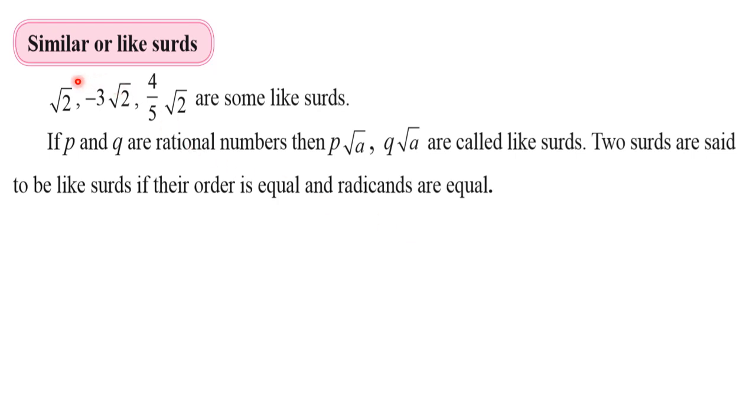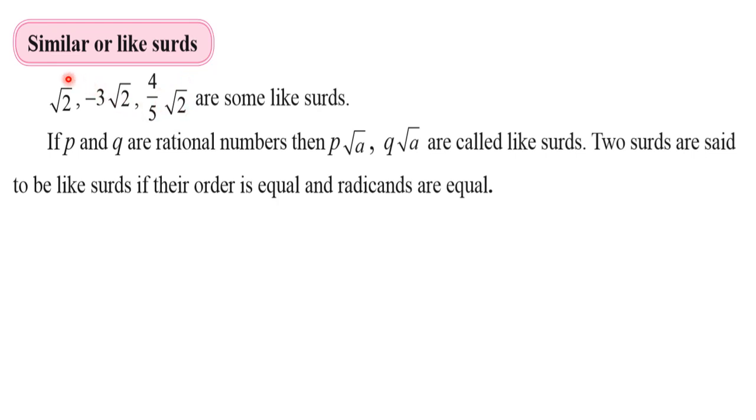After this we are going to see the concept of similar or like surds. Here you see these 3 surds: root 2, minus 3 root 2, 4 upon 5 root 2. In these 3 examples, there are always 2 parts. For every surd we have 2 parts. One part is rational and the other part is irrational. Here for root 2 we can write it as 1 root 2. So 1 is a rational number and root 2 is an irrational number. So for every simplest form we have 2 parts, a rational part and an irrational part.